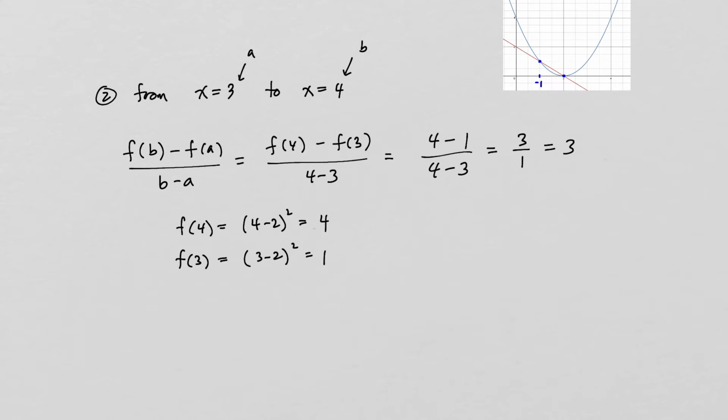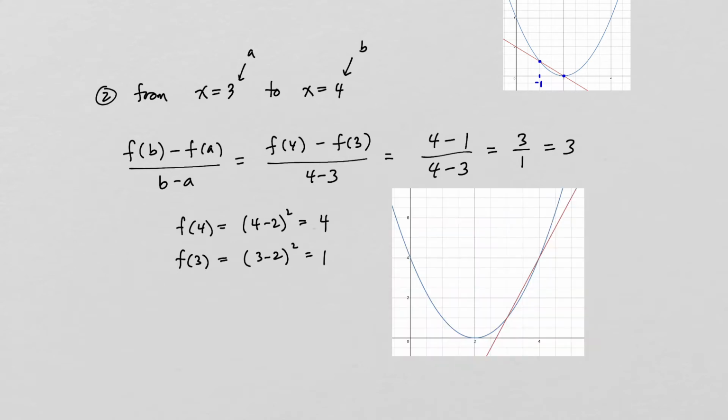And we can go ahead and bring in the graph to see the secant line here. So once again, we have our function, y equals x minus 2 quantity squared. We have x equals 3, which is right here, x equals 4, and here are the 2 points on the function corresponding to those values of x. And this value of 3 is the slope of this secant line. So graphically speaking, the average rate of change of a function is the same as the slope of the secant line. Now let's take a look at a slightly different type of example.